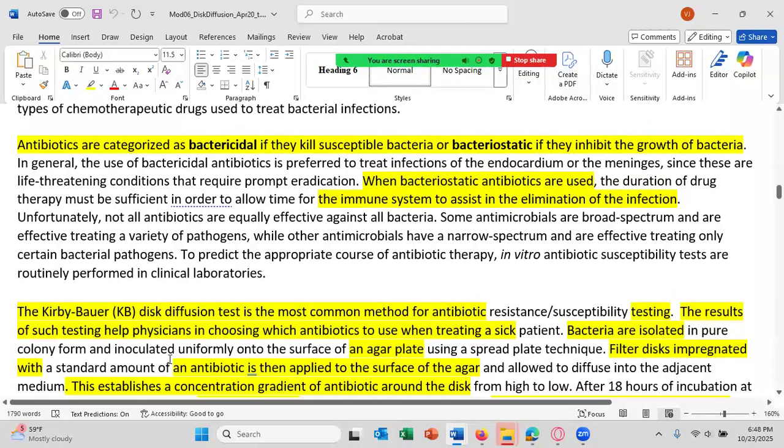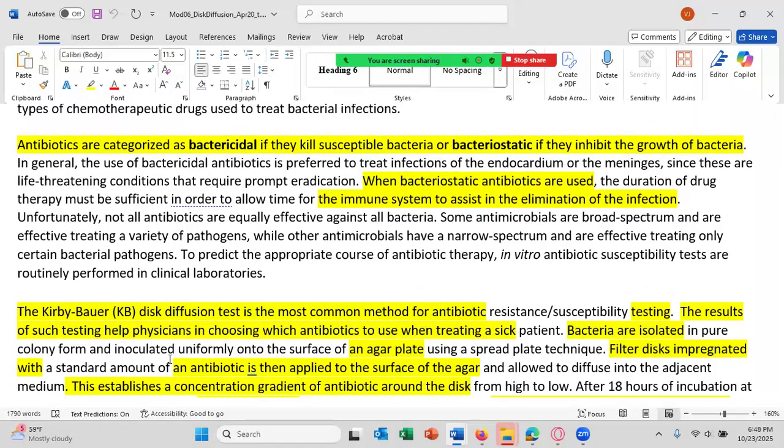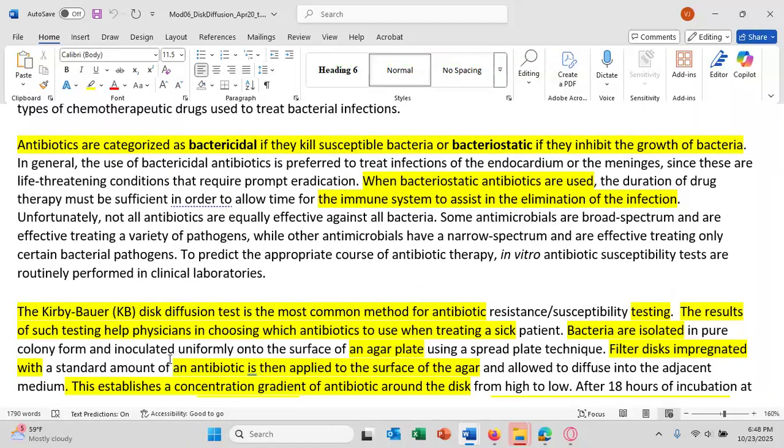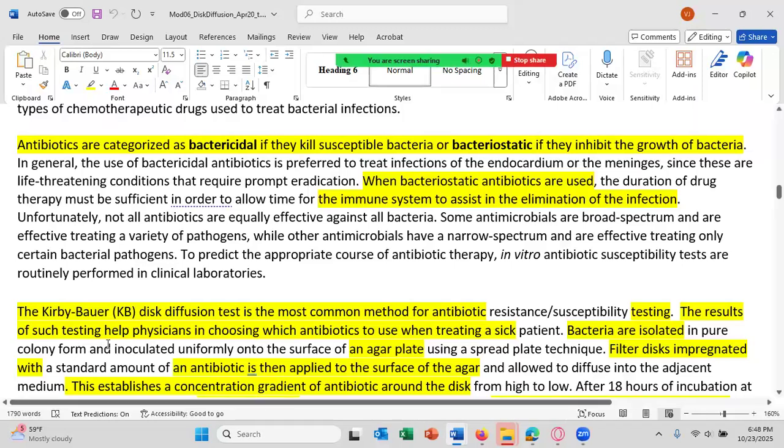The Kirby-Bauer diffusion test is the most common method used for antibiotic testing. So when a patient has a bacterial infection and the doctor doesn't know what to treat it with, or worse, the first drug he treated it with did not work, he can fall back upon the Kirby-Bauer diffusion test to determine which antibiotic to use when treating a sick patient.